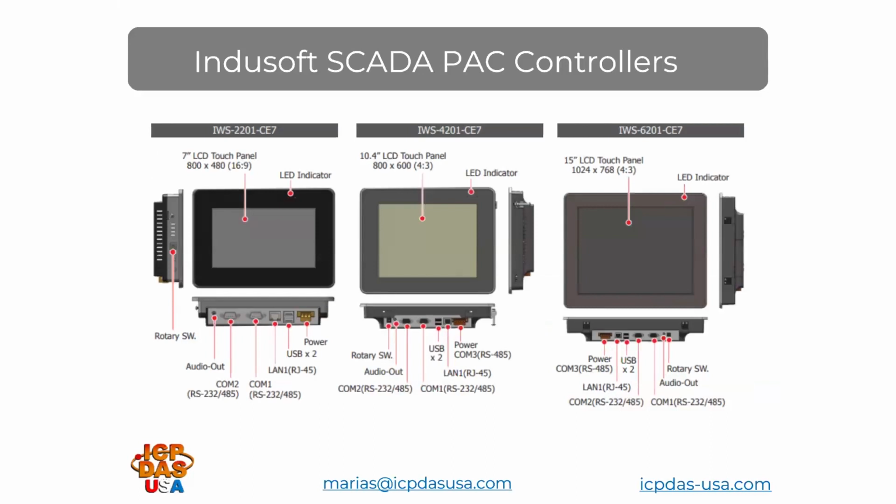They come with 7, 10.4, and 15-inch resistive touchscreens. You can use gloves when you're touching and interfacing with the screens. COM ports and 12 to 48 VDC power inputs are on the bottom of the panels. They have the option of being powered over Ethernet. Their audio output ports are often connected to speakers in kiosk-type applications.